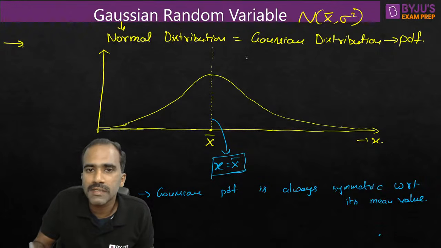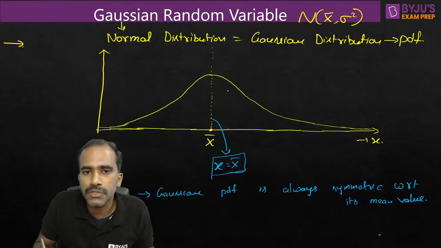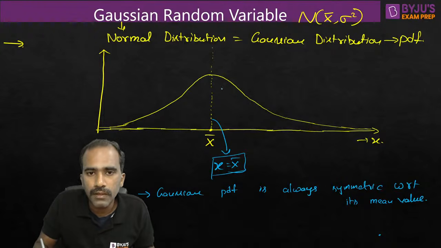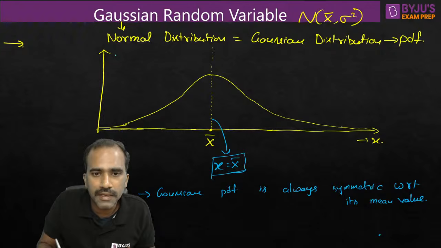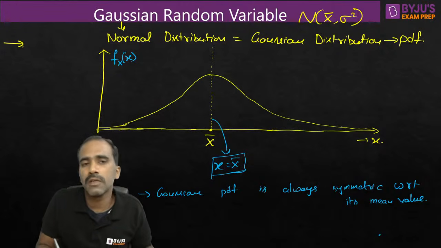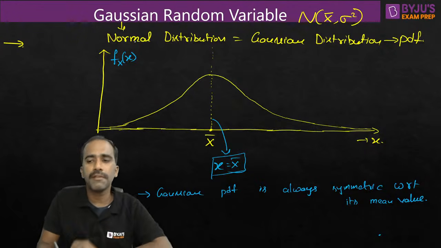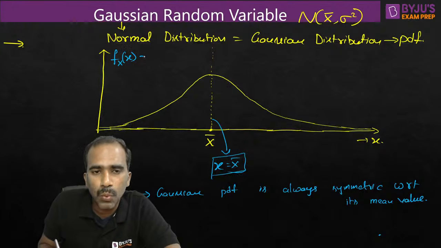Variance represents the rate at which it decreases on both sides. For example, what is the equation for it? Let me first write the equation for it. Let me write the notation for this as small f_X(x). Generally we use small f for denoting PDF.